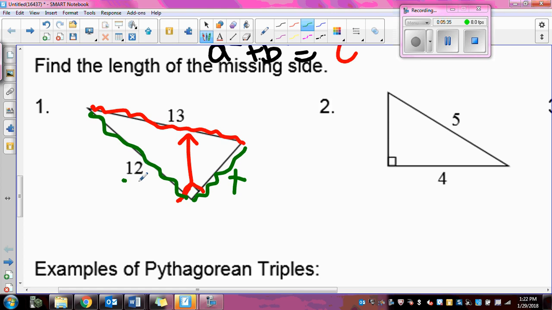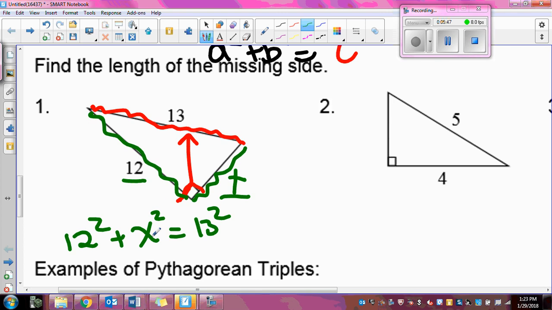So it doesn't matter what we start with, the 12 or the x, but we cannot start with the C. So I'm going to start with 12 squared plus x squared equals 13 squared, and then just simplify it. If you want, draw a line down that equal sign so that you know you're going to have to add or subtract those numbers. So we know that 12 squared is 144 plus x squared equals 13 squared is 169.